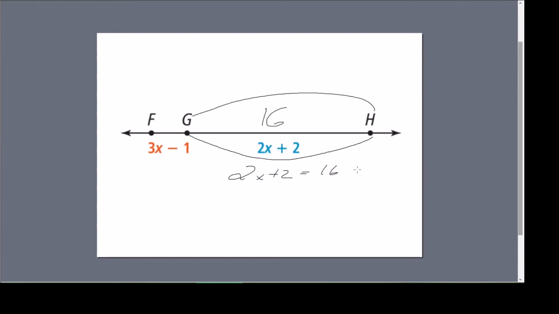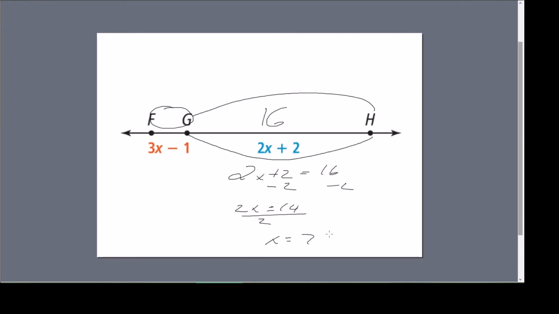And that's just given information, right? We know GH is 16 units. We also know G to H is 2x plus 2 units. So now we're going to solve for x, and that's going to allow us to find out what the number value of FG is. And then if we have the number value of FG, we can add it to GH to get FH overall. So let's do that. I'm going to subtract 2 from both sides. It's going to give me 2x is equal to 14, divided by 2, x is equal to 7.